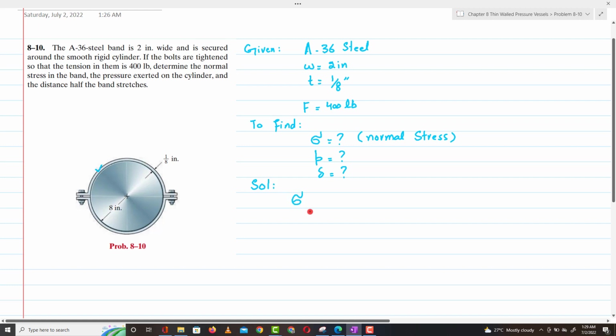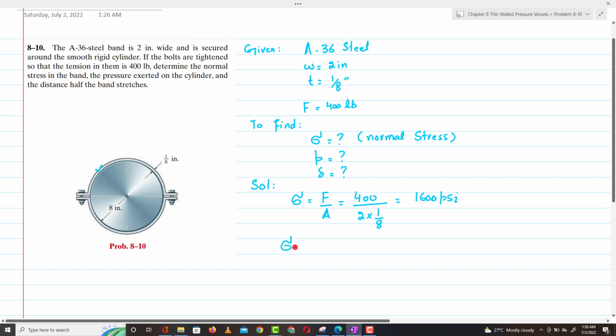As we know, normal stress is equal to force per unit area. So this force is equal to 400 pound, divided by the area of this band, which will be equal to thickness into width, so 2 into 1 by 8 inch. When you solve this, you will get the normal stress is equal to 1600 psi.